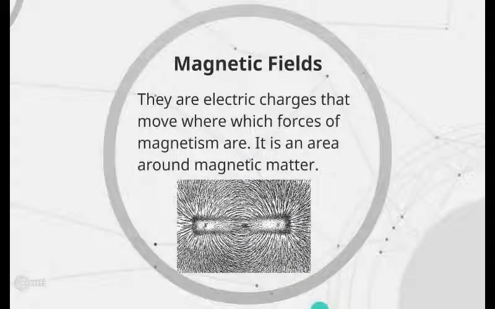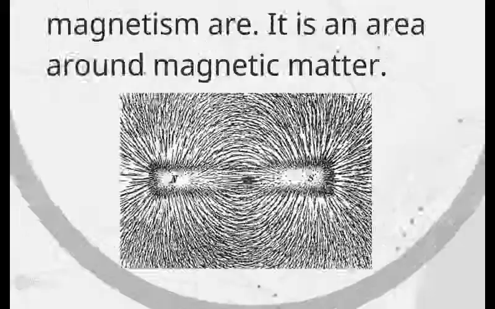Magnetic fields. They are electric charges that move, which is where the forces of magnetism are. It is an area around magnetic matter. So in this diagram, here's the North Pole and the South Pole on the magnet.